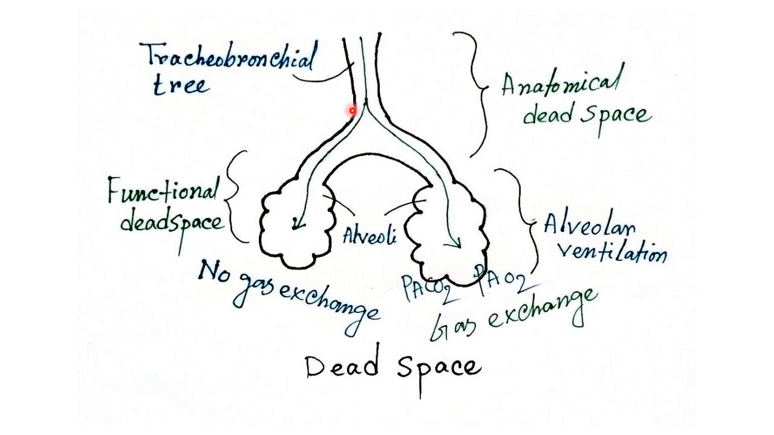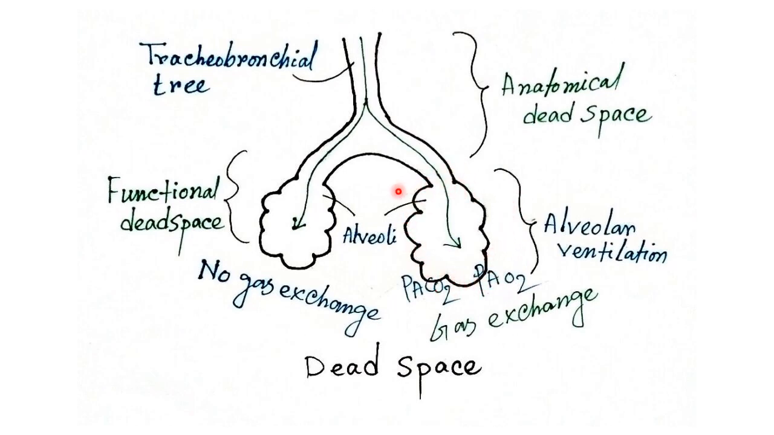So this is a good representation of dead space. So this is your simplified tracheobronchial tree. Because this portion still has no alveolus, the air filling this portion is your anatomical dead space. However, you have here depicted two alveoli. One alveolus has blood flowing around it, and so the air that is present here equilibrates with the blood. So there is gas exchange here.